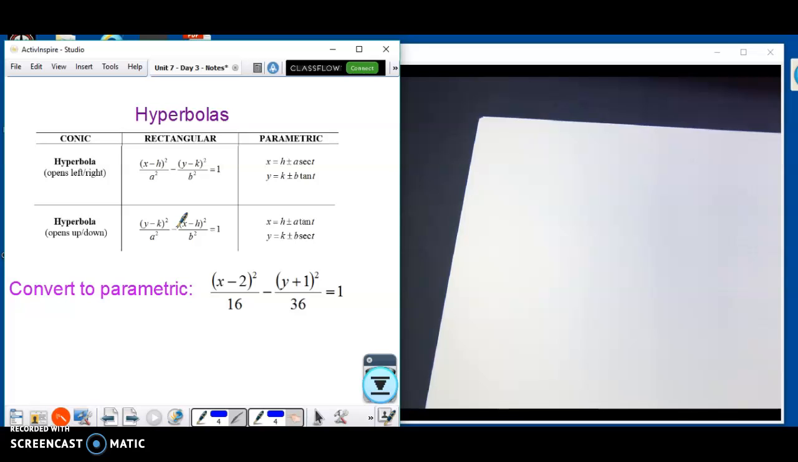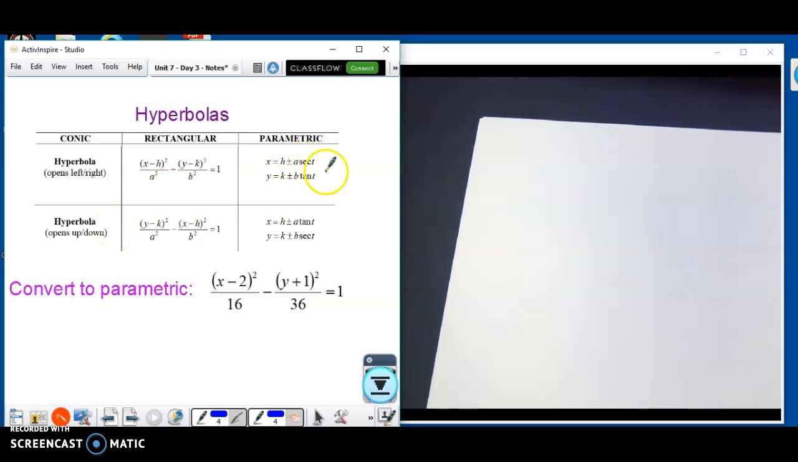The way that you're going to tell for A is going to be with the positive one. So for here, A was under the X and X was positive, so this means it's going to open to the left or right. Whereas here the positive one was Y, so A is under Y, making the hyperbola go up or down.